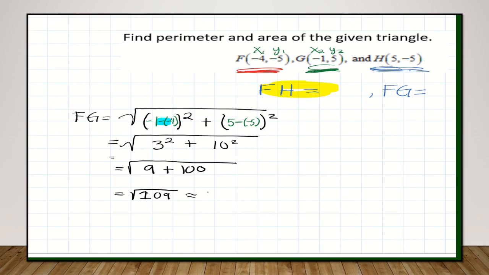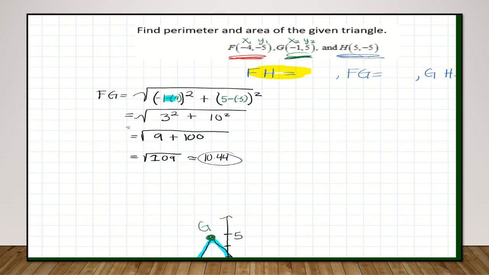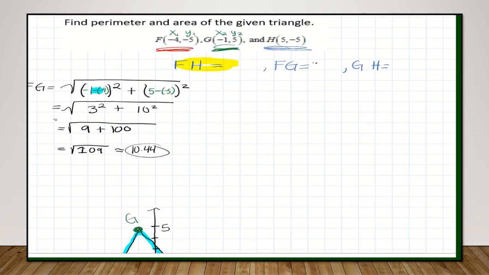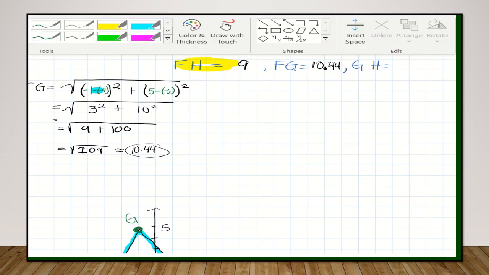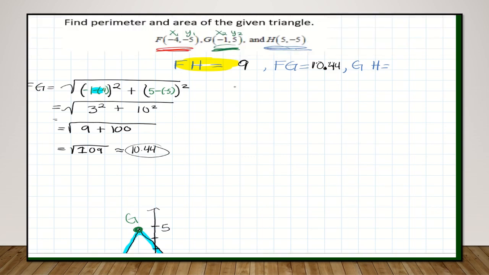And because we're finding the perimeter, I'm going to do an approximation for the square root of 109 since 109 is not a perfect square. So if we round to the nearest hundredth, it would be 10.44. We're going to do a similar process for the other side, which is GH.